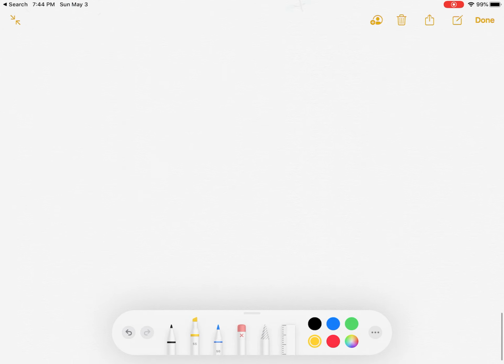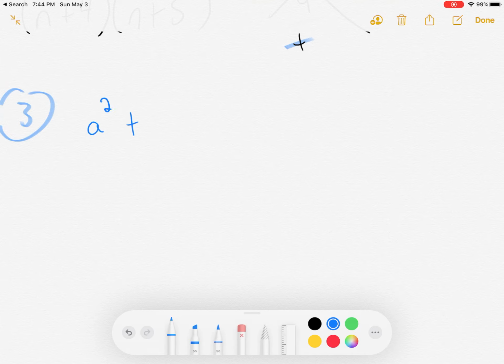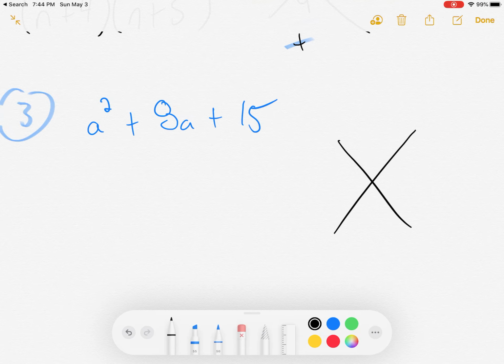Let's do number 3. We'll pick the letter A for Adler. A squared plus 8A plus 15. If you want to get started, make a diamond, multiply up top, add on bottom. Multiply to the last term, 15, add to 8. So again, if you want to pause it right here, you can. Otherwise, I will do the problem in just a minute.